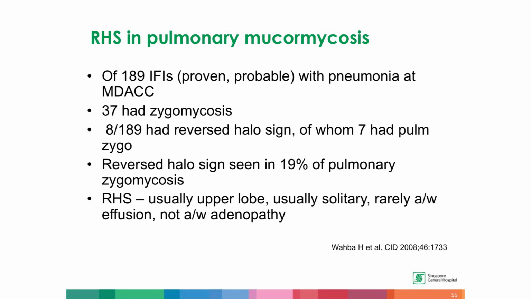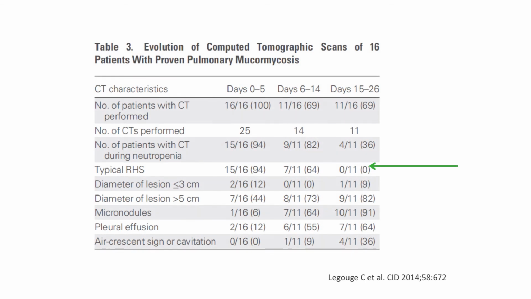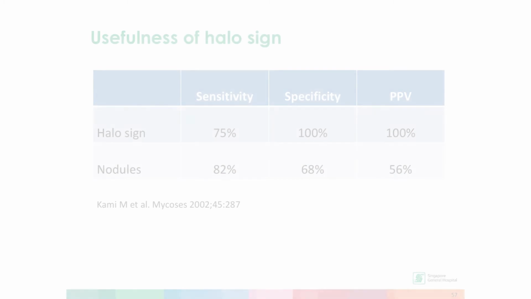In this paper, you can read some of the details. It's usually solitary, it's usually in the upper lobe, median is 5 cm or something. But basically, again, another very useful tool, because here then you wouldn't start voriconazole, right? Pulmonary mucor is not going to respond to voriconazole. You would start AmBisome. These are some of the data that you can find in the paper. So, these signs are very useful.